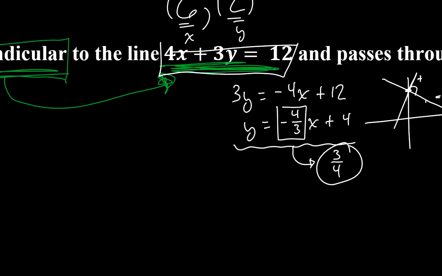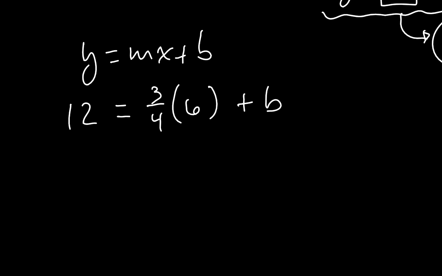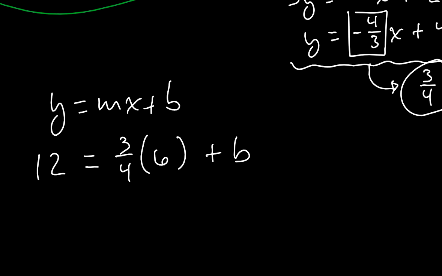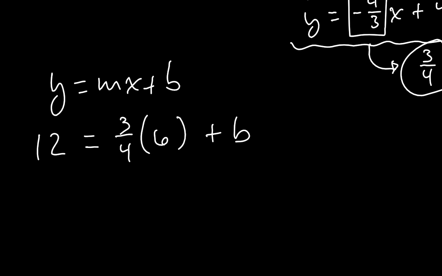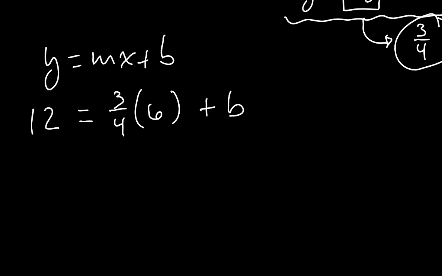We're going to use that x and y with this slope to figure out the equation of the line. So if I write y equals mx plus b, I've got a y value of 12, a slope of positive 3/4, and an x value of 6, and then plus b. I'm trying to figure out the value of b that will force this line to not only have a slope of 3/4 but also go through the point (6, 12), this particular x value and this particular y value.